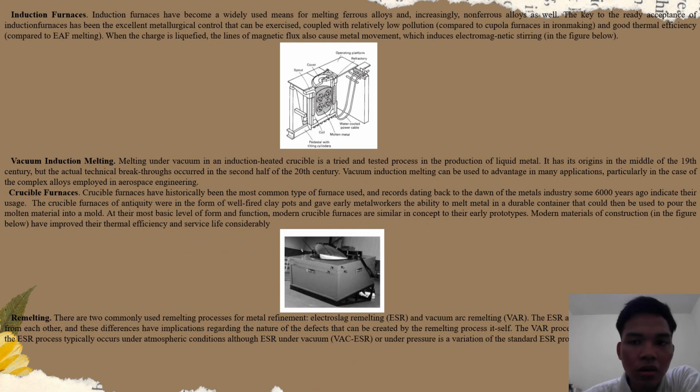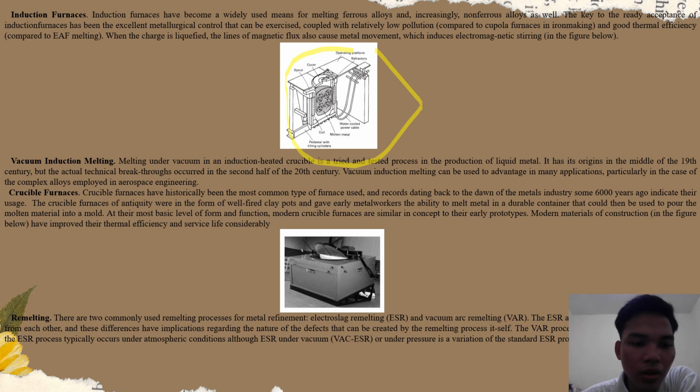Induction furnace. Induction furnaces have become widely used as a means for melting ferrous alloys and non-ferrous alloys as well. The key to the widespread adoption of induction has been the excellent metallurgical control that can be exerted, coupled with relative flexibility in alloy production compared to the cupola furnace, and good melting efficiency compared to EAF melting. When the source is located at the lines of magnetic flux, they also cause metal movement, which includes electromagnetic stirring, as in the figure below.